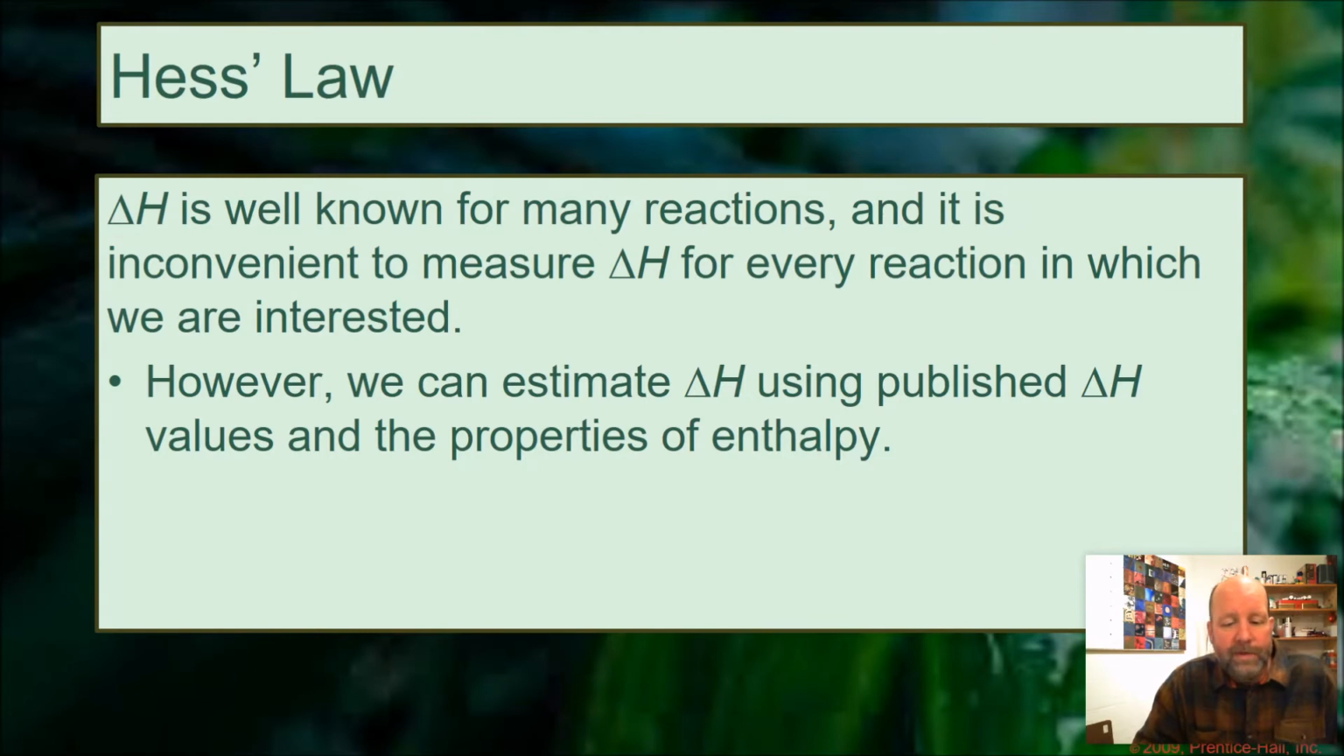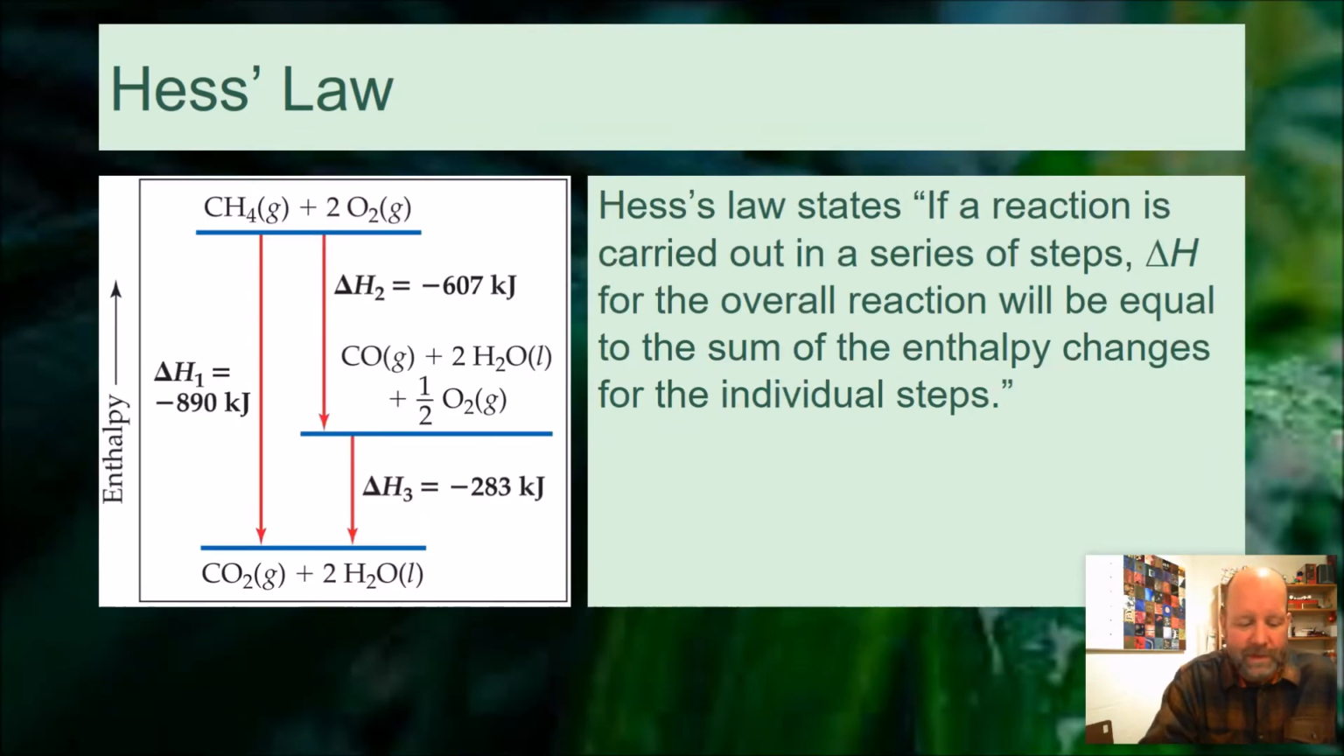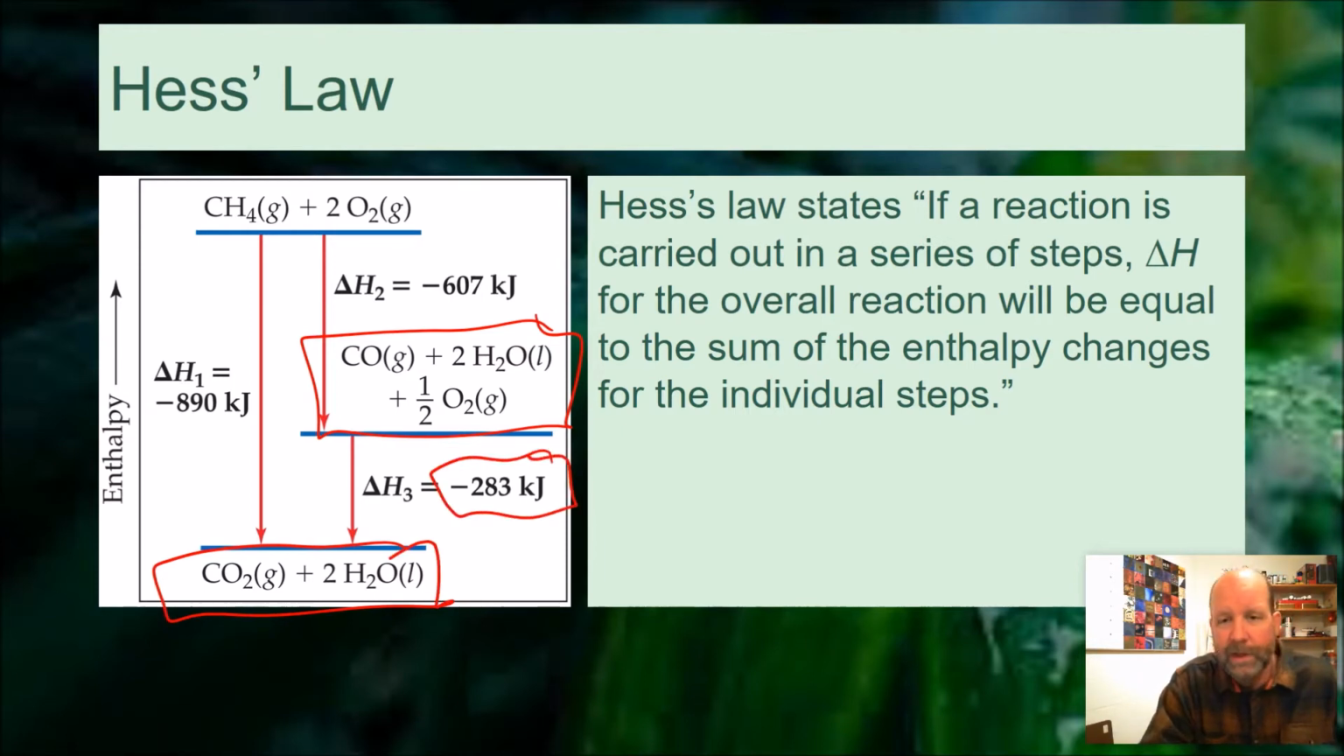So what we can do is just take the ones we know already and use those to estimate our delta H for any other given reaction. So we can take our published delta H values, and sometimes with a few tweaks and adjustments, we can make a new reaction enthalpy. Let's say we didn't know delta H from here to here. We didn't know this negative 283 kilojoules.